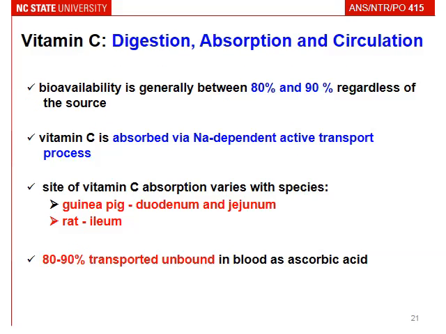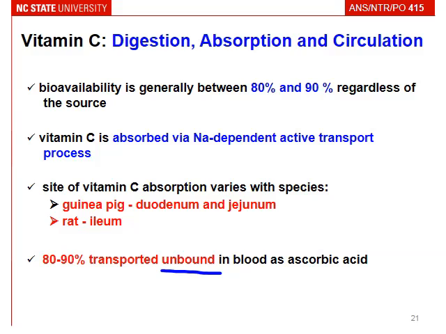So our bioavailability is actually pretty high. It ranges between 80 and 90%, regardless of the source. It's absorbed via sodium-dependent active transport. And the site of absorption varies with species. For instance, with the guinea pig, it occurs in the duodenum and jejunum, whereas in the rat, it occurs in the ileum. And the majority of it is transported unbound. So it does not have a carrier protein, it is not bound to albumin.